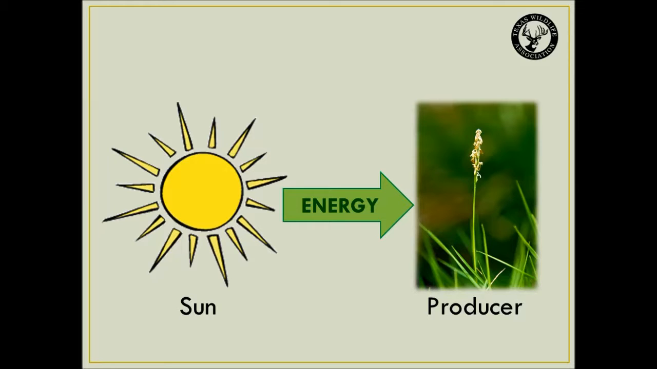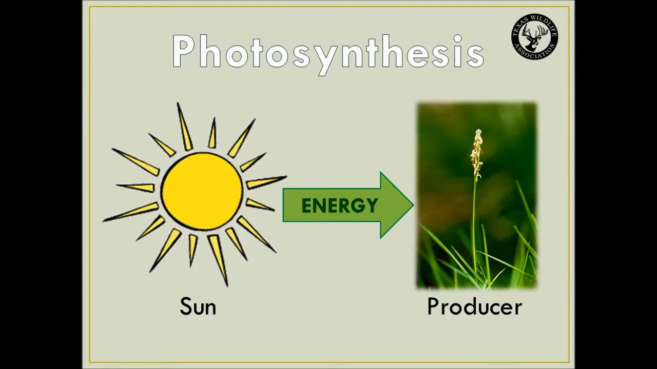Plants are known as producers or autotrophs because they produce or create energy from the sun in a process known as photosynthesis. Without the sun, there would be no life on Earth because plants need abiotic or non-living factors such as the sun and water in order to survive.